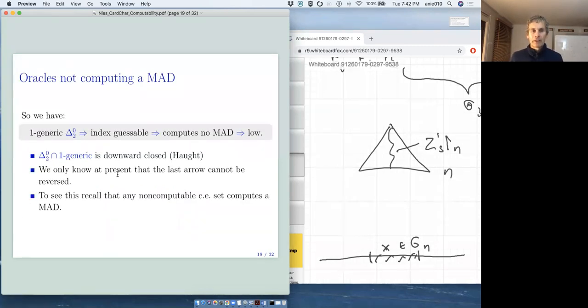And now we have some implications of oracle strength. Delta^0_2 1-generic is downward closed, as you may remember. So we have downward closed classes here: Delta^0_2 1-generic, index guessable, computes no MAD, and finally low. We can only separate the last implication, because any non-computable CE set computes a MAD set. Take a low non-computable CE set to separate the last arrow. The other two arrows, the first two arrows, could reverse, though it seems unlikely.